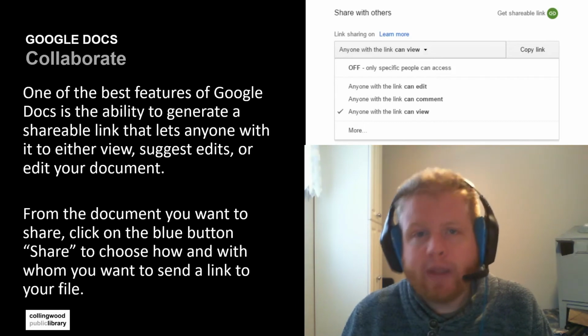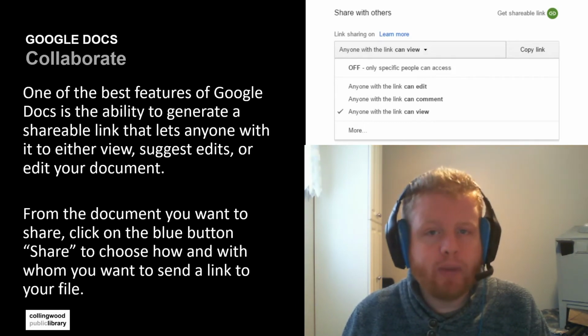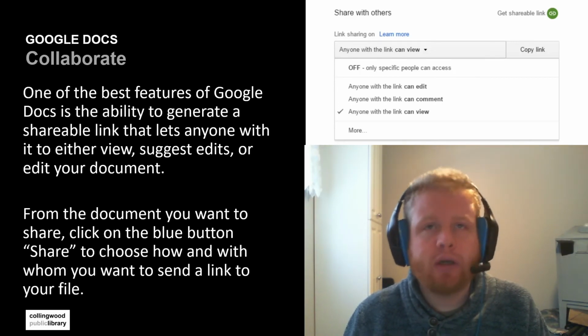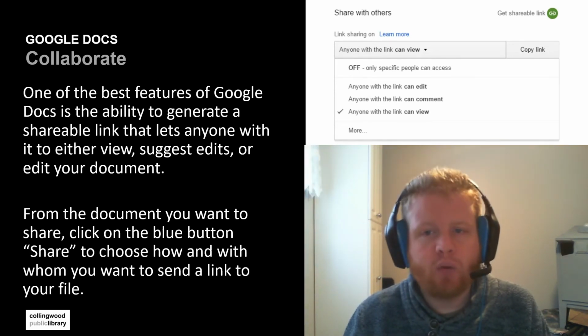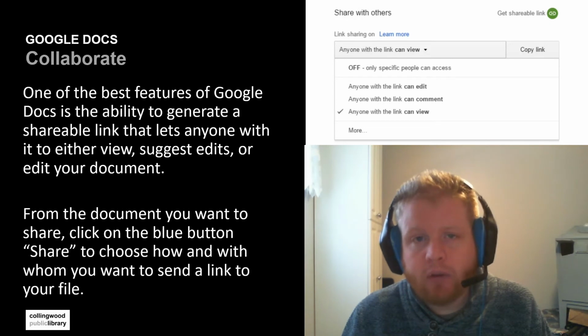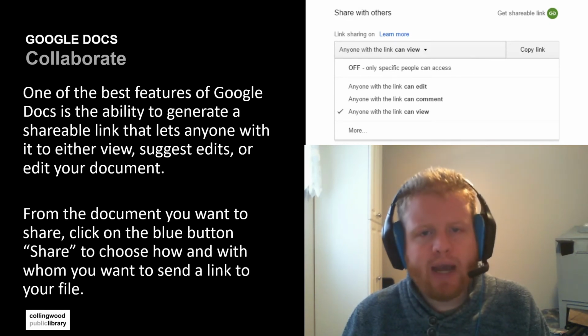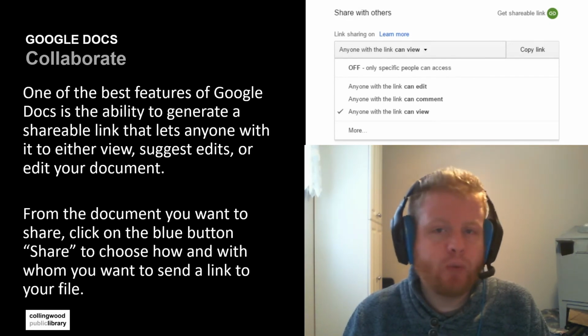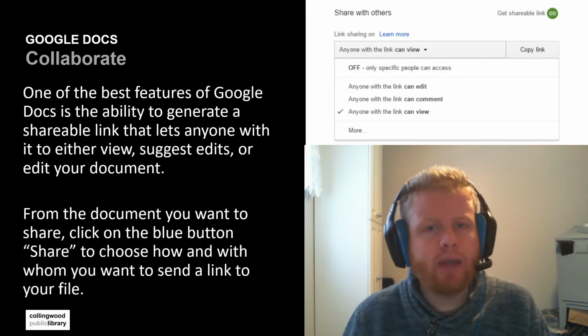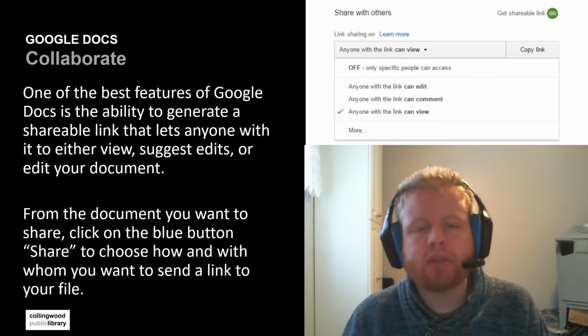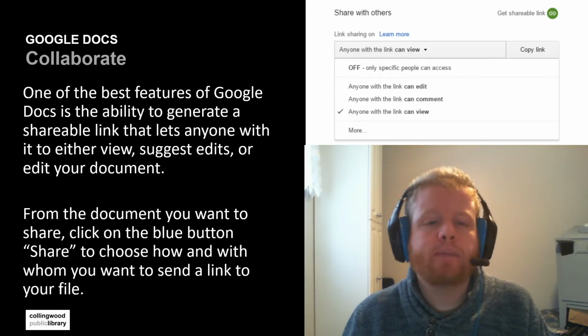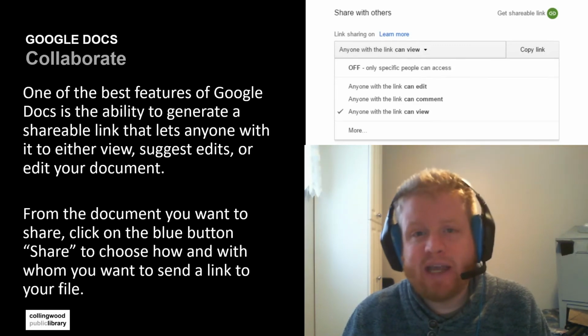So how to do this? Basically, we're going to find the document that we're interested in. We're going to click on the share button, which generally is on the upper right. You're going to choose who you're going to share it with, and you can share it with multiple people. Now, if you're giving them the ability to edit the document, they will have to have a Google account in order to do this. If they don't, they can do the view or suggest edits, but that's about it.